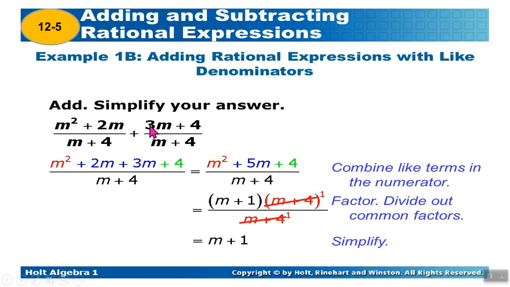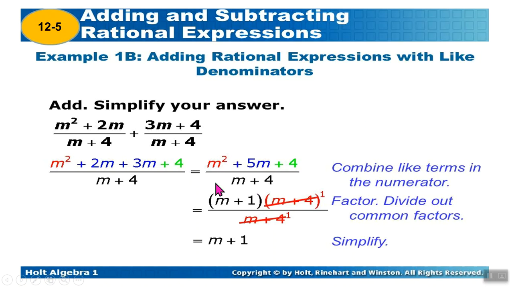Now what we will do with the numerators, we will add the numerators, m squared plus 2m plus 3m plus 4. Look here, we have to combine the like terms in the numerator. Look, m squared, we don't have any like term with m squared, so we will write it as it is, m squared. While here, 2m and 3m are like terms. We can add them to get 5m. The 4 is the constant. We don't have any like term with it, so we will write it again as it is. Now, we got this answer.